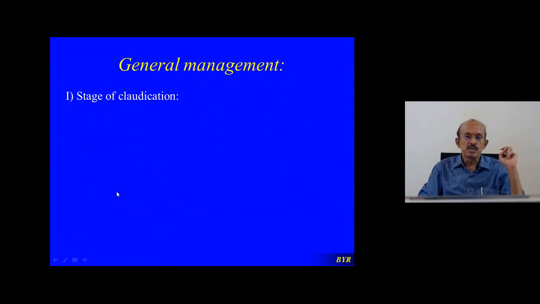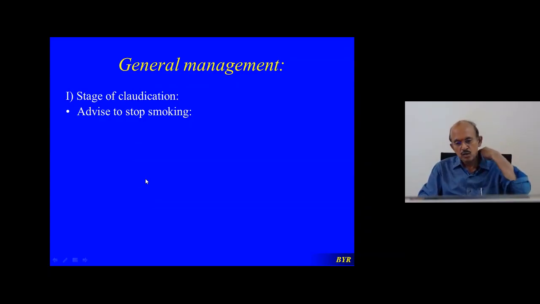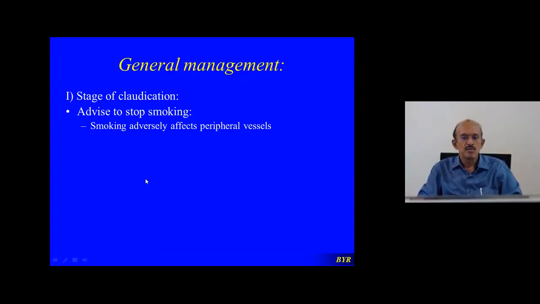So general management principles are: stage of claudication, advice to stop smoking. Smoking adversely affects the arterial diseases. So you must strictly advise him not to smoke even a single cigarette. Reassurance. So you give the patient assurance and reassurance, and advise him to have 2 hours of exercise per week. That means the total minimum time of exercise must be 2 hours.